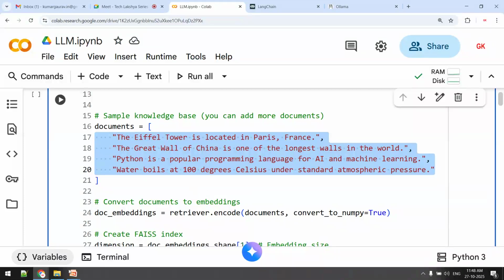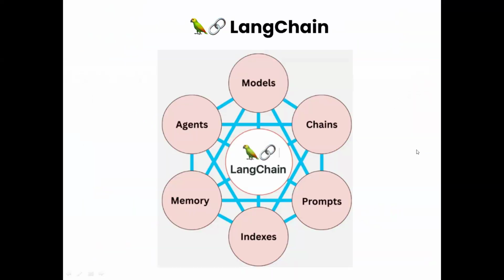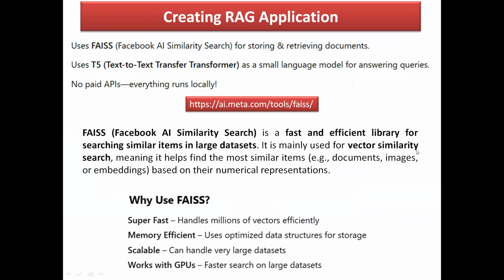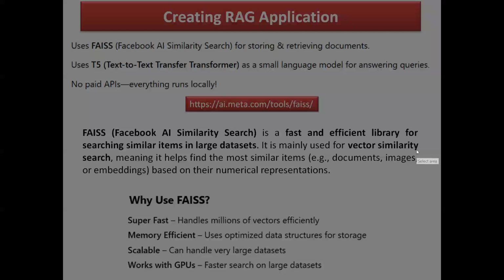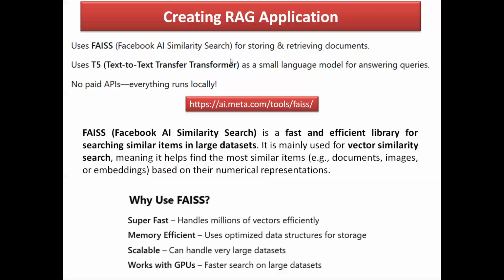Okay, so it is mentioned in this particular presentation also. So you can see that creating a RAG application. What we will do, we will make use of FAISS for storing and retrieval of documents. And there is no need of any paid API. So you can see, first of all, we will take a text to text transformer, and in this particular transformer we will be able to add our own documents.